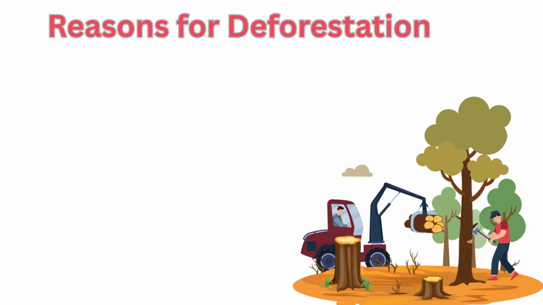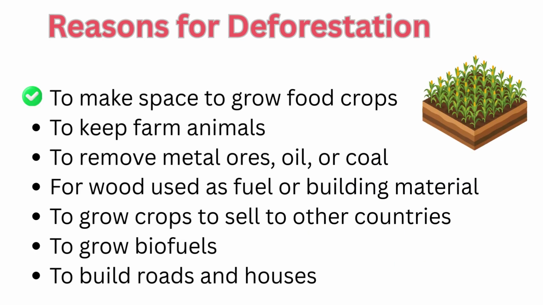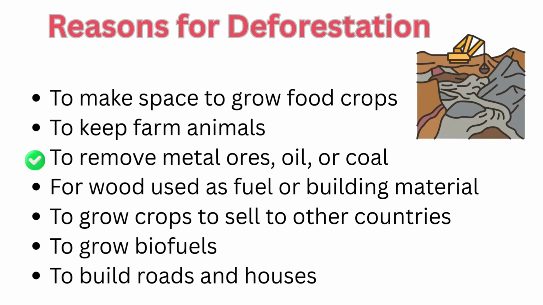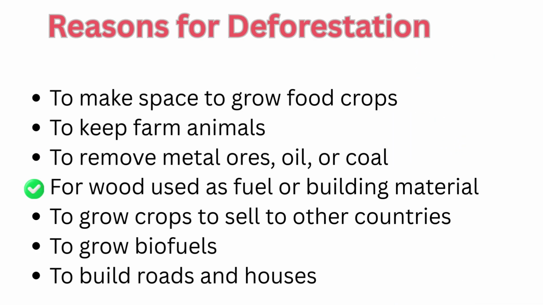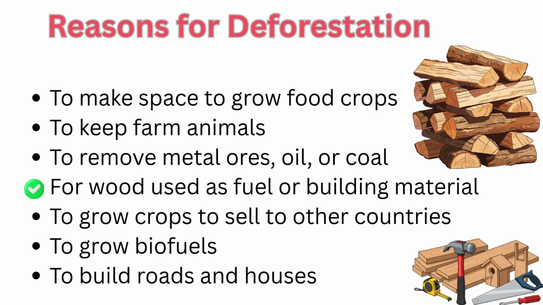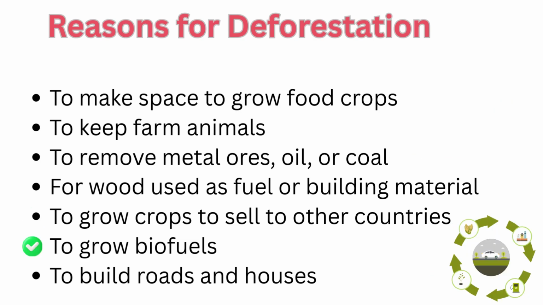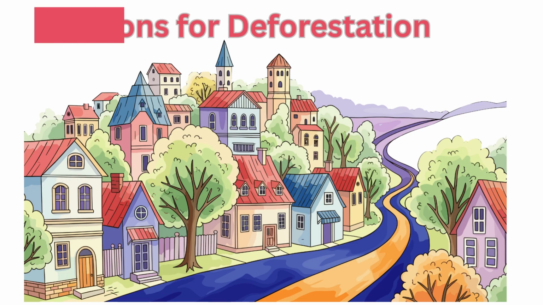Trees are removed to make space to grow food crops, to keep farm animals, to extract metals or oil or coal, for use as fuel or building materials, to grow crops to sell to other countries, to grow biofuels, and to build roads and houses.